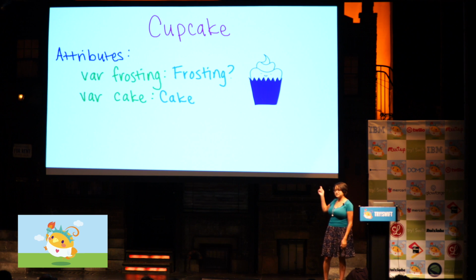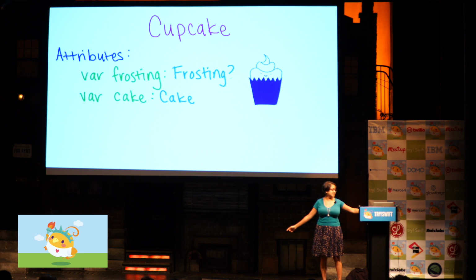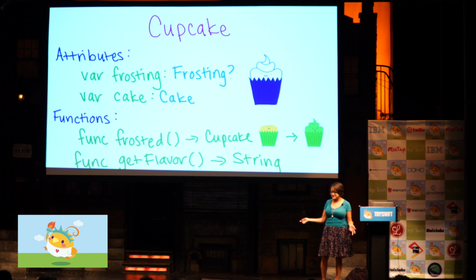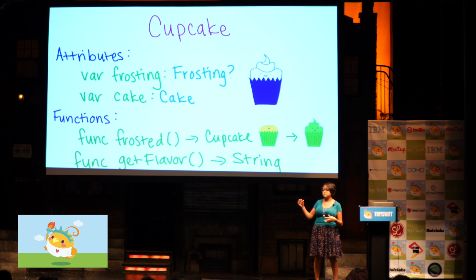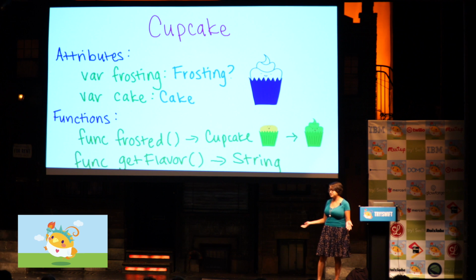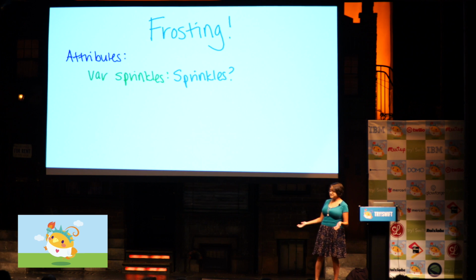So right now you see a frosted cupcake. And then cupcakes have two functions. Frosted takes an unfrosted cupcake and returns to you the same cupcake, but with frosting. And then there's a function called getFlavor, which just returns to you the string of the flavor. So fairly straightforward. And then there's frosting.